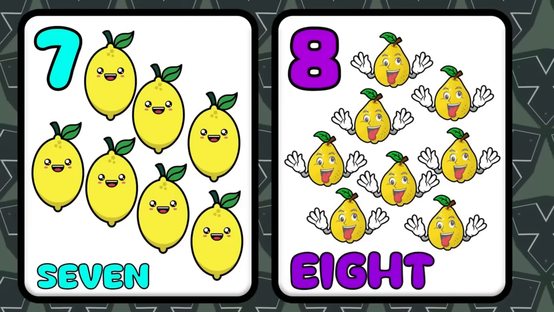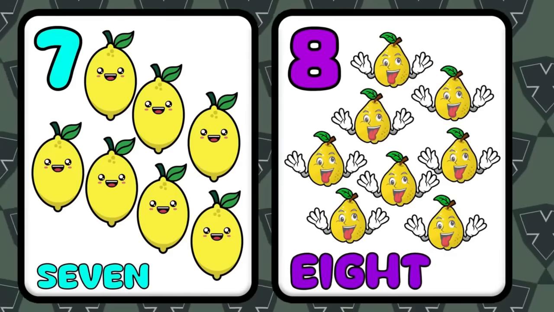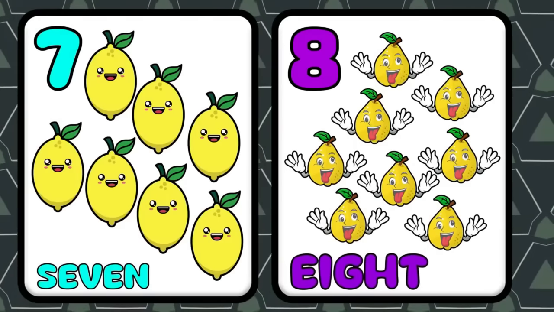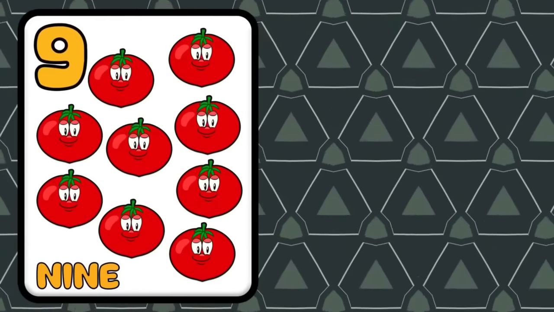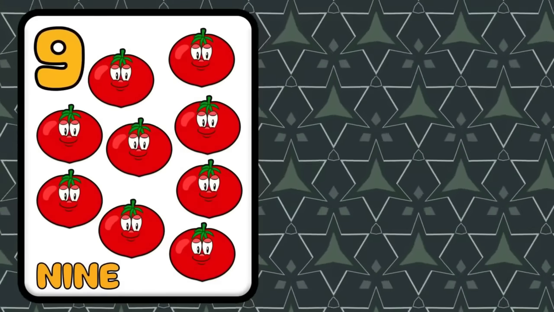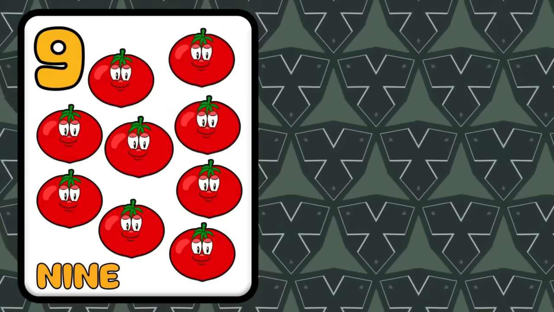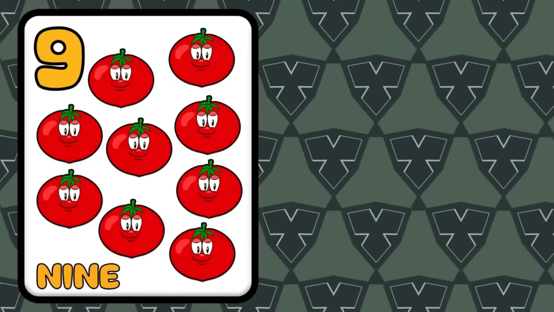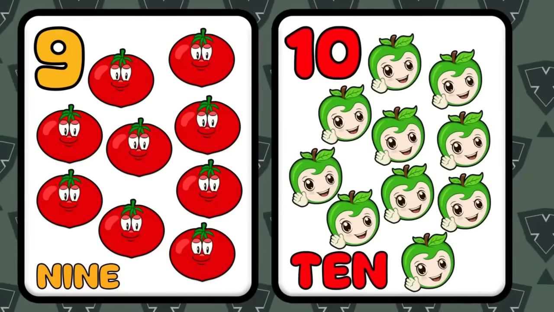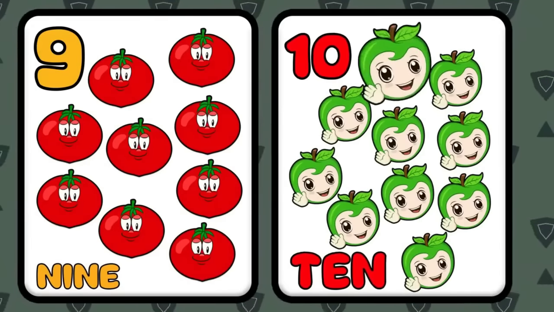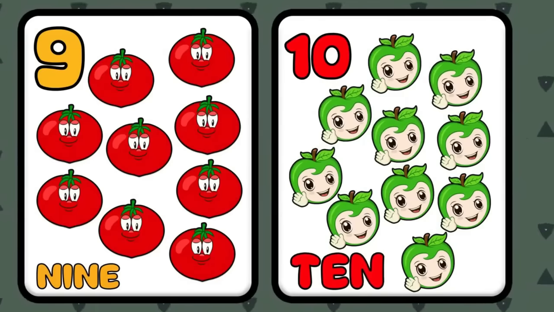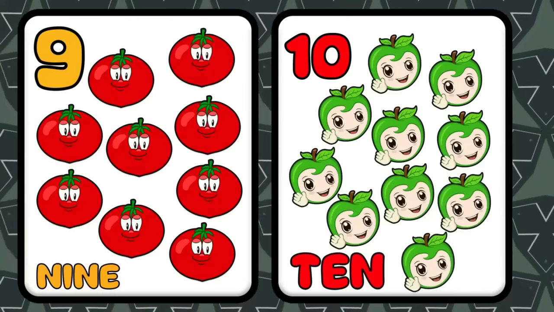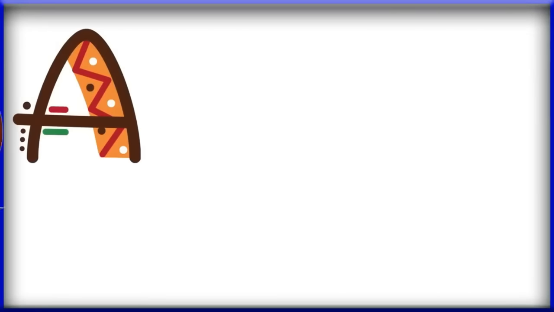8. 8 quince. 1, 2, 3, 4, 5, 6, 7, and 8. E-I-G-H-T, 8. 9. 9 tomatoes. 1, 2, 3, 4, 5, 6, 7, 8, and 9. N-I-N-E, 9. 10. 10 green apples. 1, 2, 3, 4, 5, 6, 7, 8, 9, and 10. T-E-N, 10.